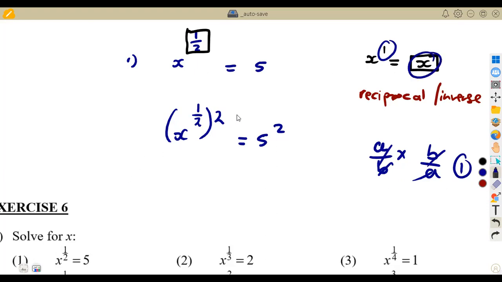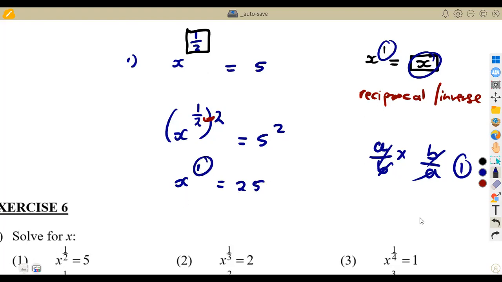Which is same as x. That's why you have to look for the reciprocal, which is the inverse, because you can see that there's an exponent here. So if you multiply a half and a 2, we're going to obtain a 1. That's x to the exponent of 1 is equal to 5 squared, meaning 5 times 5, which is 25.